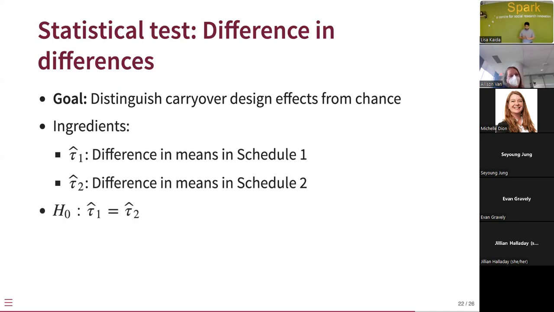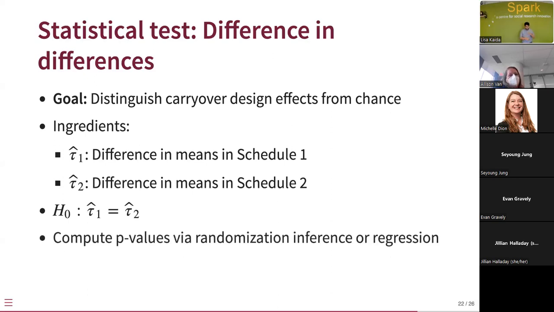The null hypothesis here, this is a statistical test in the intro to stats kind of way, is that the difference in means in schedule 1 is the same as the difference in means in schedule 2. If this is true, then there's no carryover design effects, and we can be very confident that the results that we're observing in our double-use experiment are because of the way we're assigning the sensitive item, and not because of the way in which we constructed the baseline lists.